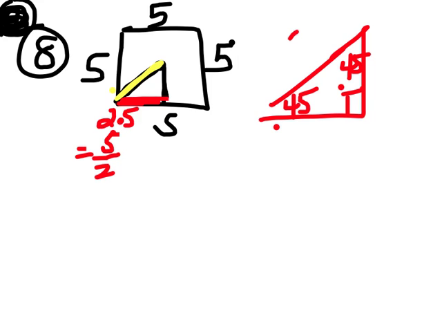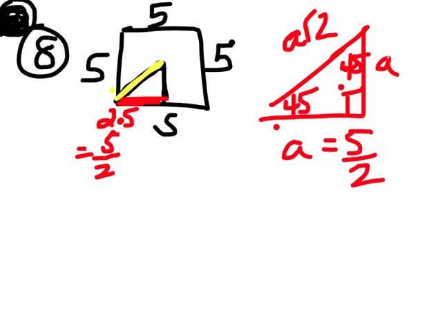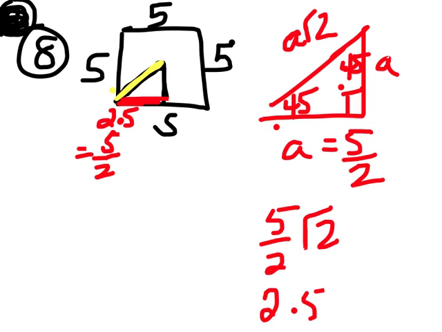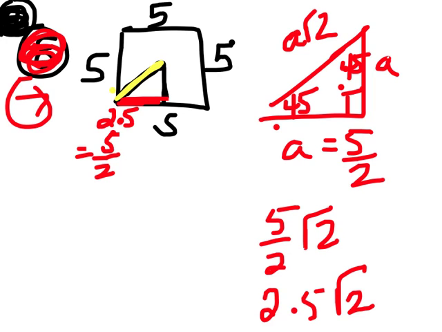So if I want to know this side, it's going to be A square root of 2. This is A, and you can tell A is 5 halves. So if you want the length of the radius, it's just 5 halves times the square root of 2, or 2.5 square root of 2. So actually we did 8. No, 7. This is actually 7 that I just did. Okay. Moving on, let's do 8.